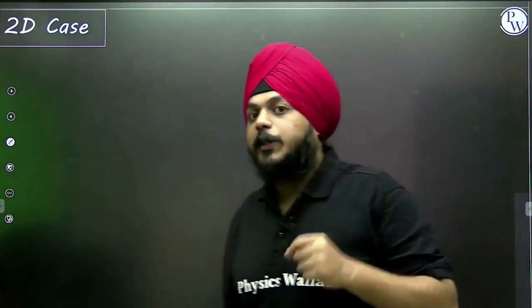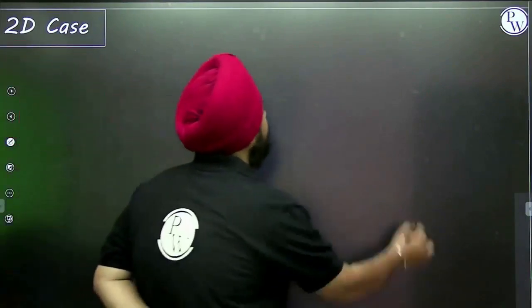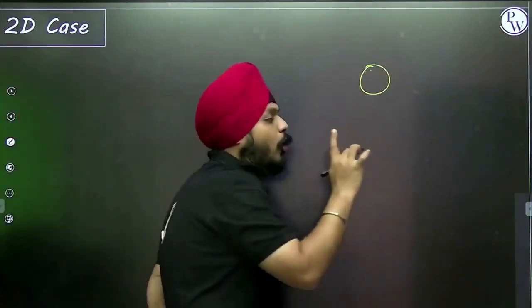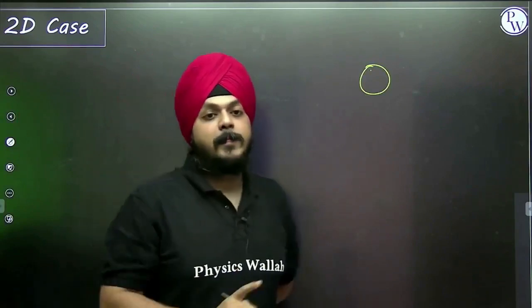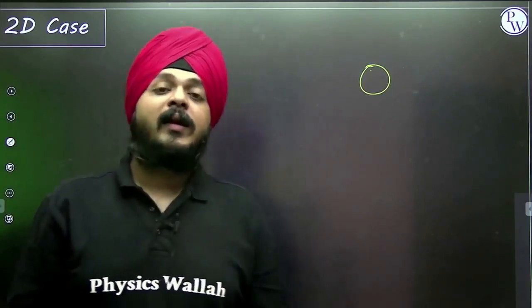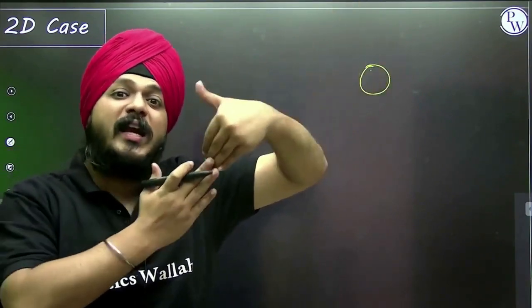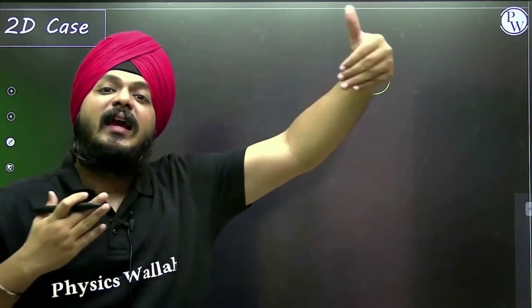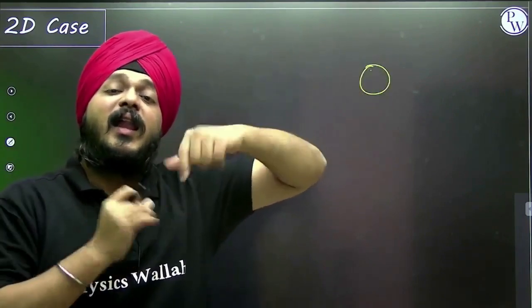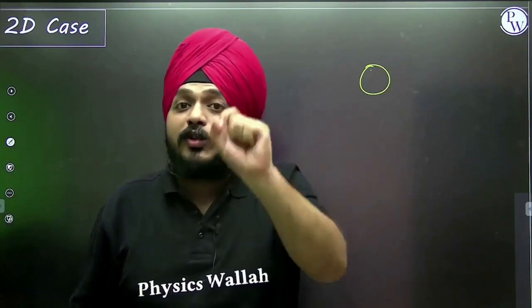Here comes the 2D case of the Doppler effect. In the 2D case, it's a very simple thing. It is based on one single concept. In 2D and 3D cases of the Doppler effect, the velocity component that lies along the line joining two particles will produce the Doppler effect.